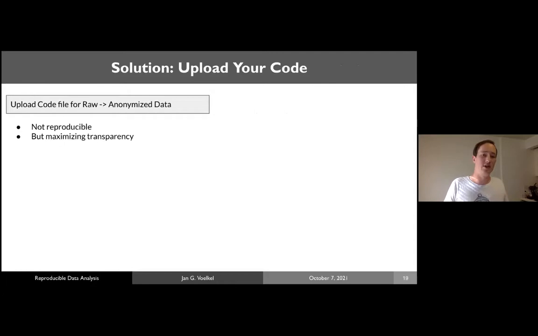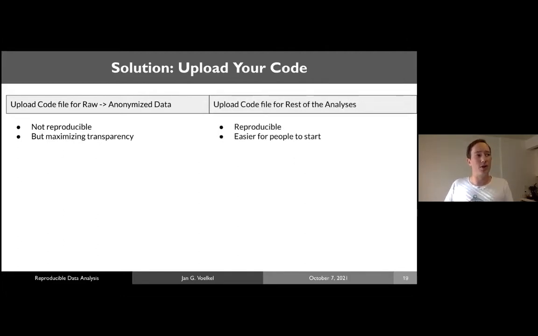Okay, so what's the solution to upload your code to a repository? Once again, I highly recommend the Open Science Framework. I would advise you on having two different coding files. This is obviously only if you have to anonymize the data set, but if you do, I would try to upload that step as a separate file, so that people can then only work with the second file and all of that code works.